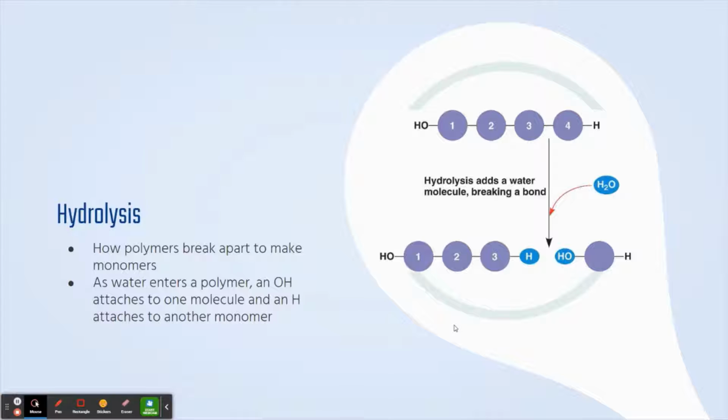So how does hydrolysis work? It's basically the opposite of dehydration synthesis. It's how polymers will break apart to form the actual monomers. As water enters a polymer, an OH will attach to one molecule, and H will attach to another. And as they enter the system, it will break apart the dimer here, or the polymer, and will create two monomers.